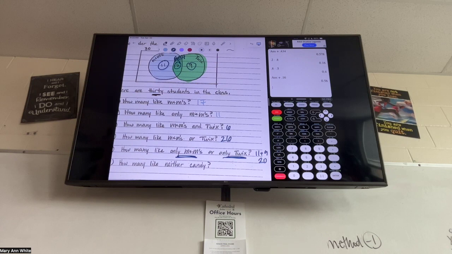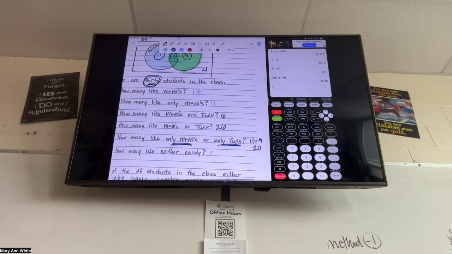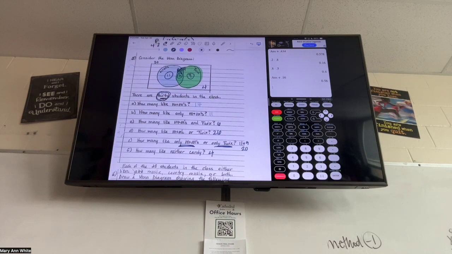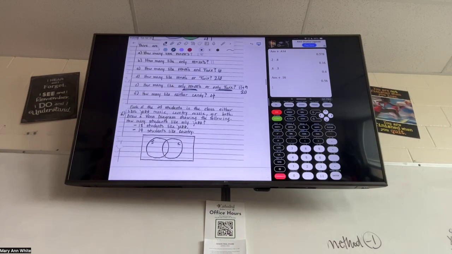Now, the reason I said you can't assume it's everybody is because it says how many like neither candy? 4. So once we decided that only 26 kids were counted for in my 30-person class, there are 4 kids who do not like M and M's or Twix. So if I only had M and M's and Twix, they would be sad because maybe they wanted Jolly Ranchers. Who knows what they want? Okay, we doing okay with that Venn diagram? Okay, let's look at the next one.